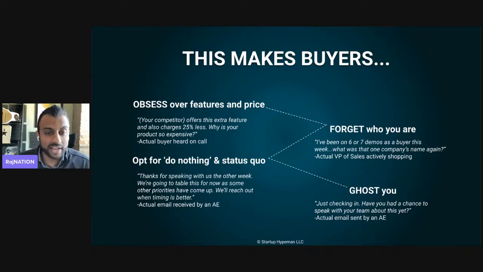And he couldn't even remember that company's name, the one that I had referred to him, because he had been on 6 or 7 that week and it all blended together. Right. And I think you would all agree that's kind of the definition of blending in as opposed to standing out, where they literally forget what your company's name is.